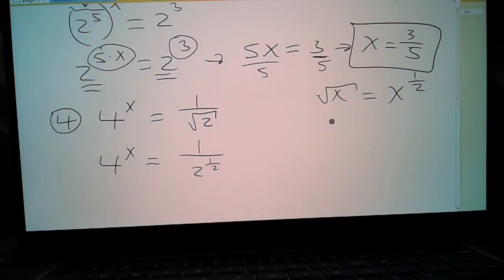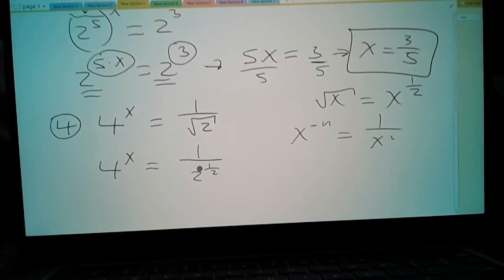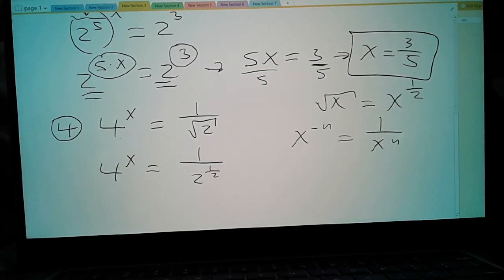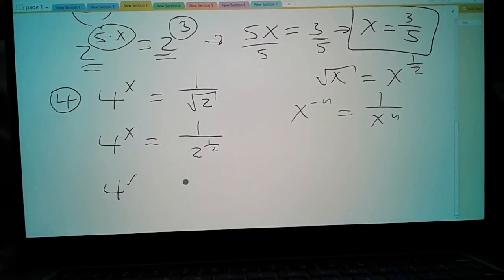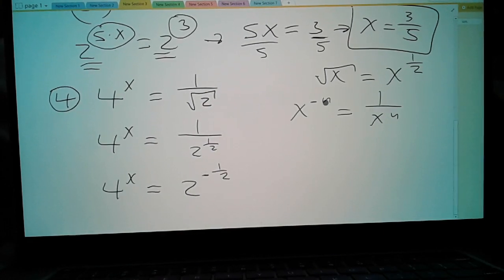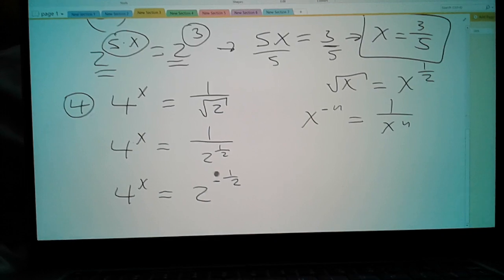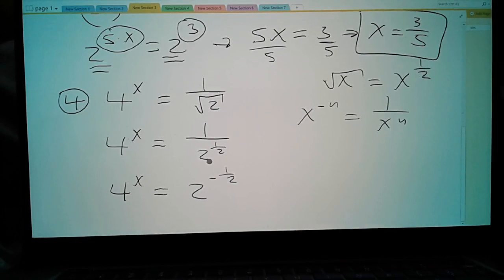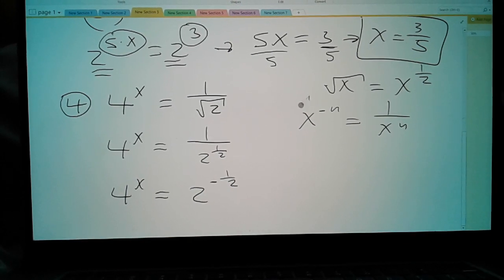And again, I wrote down this property earlier. If you have x to the negative n, that's the same as 1 over x to the positive n. So this 1/2 is in the denominator. So I could write this as 4 to the x equals 2 to the negative 1/2. So x to the negative n is 1 over x to the positive n. So 2 to the negative 1/2 is the same as 1 over 2 to the positive 1/2, coming from this one.